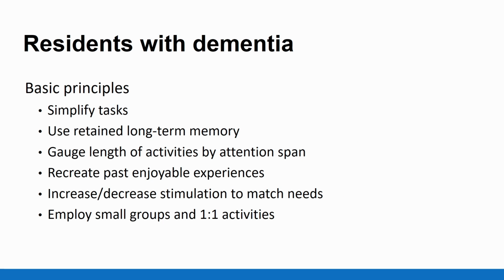As before, CMS is very clear that residents who are unable or unwilling to develop their own activity plan must be helped. Some basic principles related to dementia care, like simplifying tasks and activities to match the person's current level of cognitive and physical function, using retained abilities and long-term memories, and using attention span to gauge the length of programs. The point is that staff need to adapt what they do to match the person with dementia's needs, preferences, and characteristics.